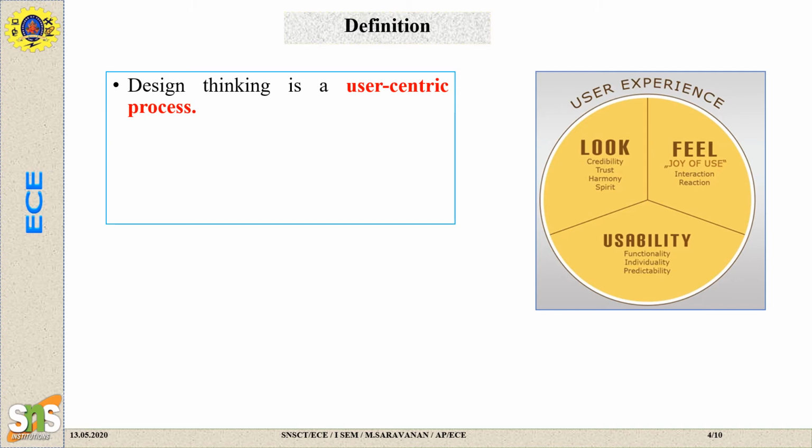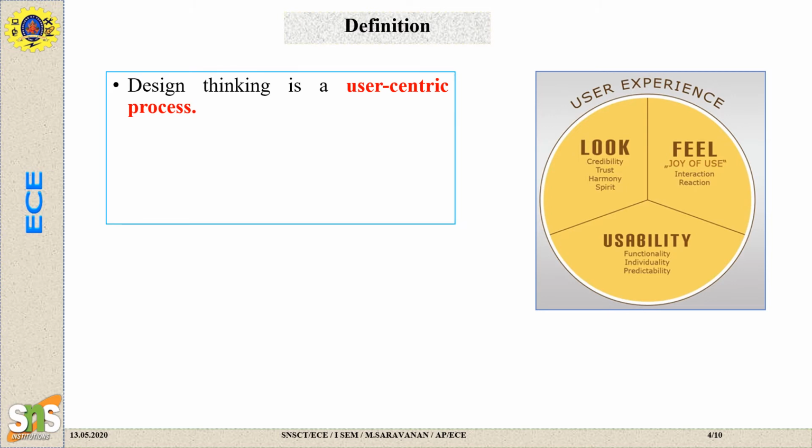So it is a user centric process. What is the meaning of user centric? If you would like to design one product, what about your outcome? அது யார் வாங்க போறாங்க? Users, customers. Okay, so we have to design அவங்கள மனசுல வச்சிட்டு தான் we have to design that one.